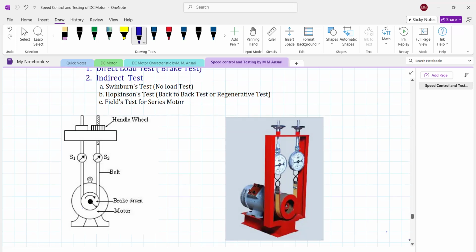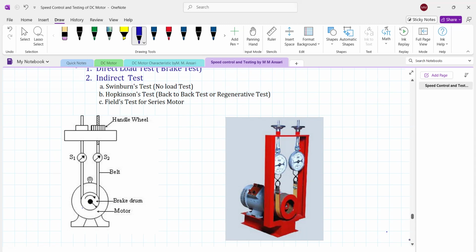Here two spring balances are there, and one drum, pulley and drum is applied. Such type of drum construction is used, or we can pour some water to avoid the overheating of the pulley because there is friction between the belt and the pulley. So this is the DC motor.